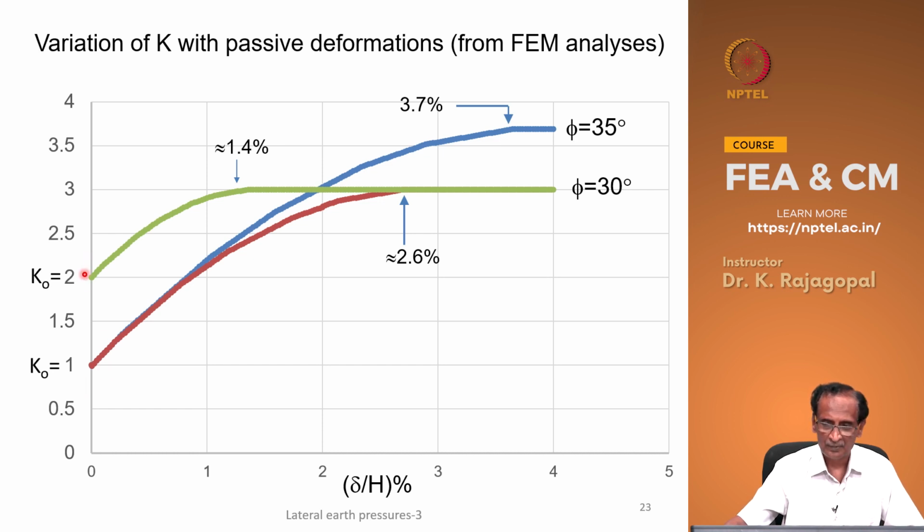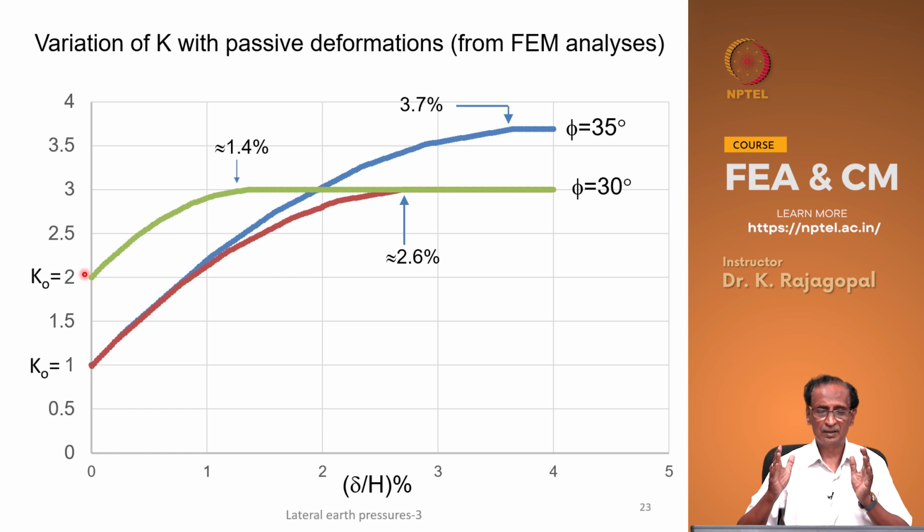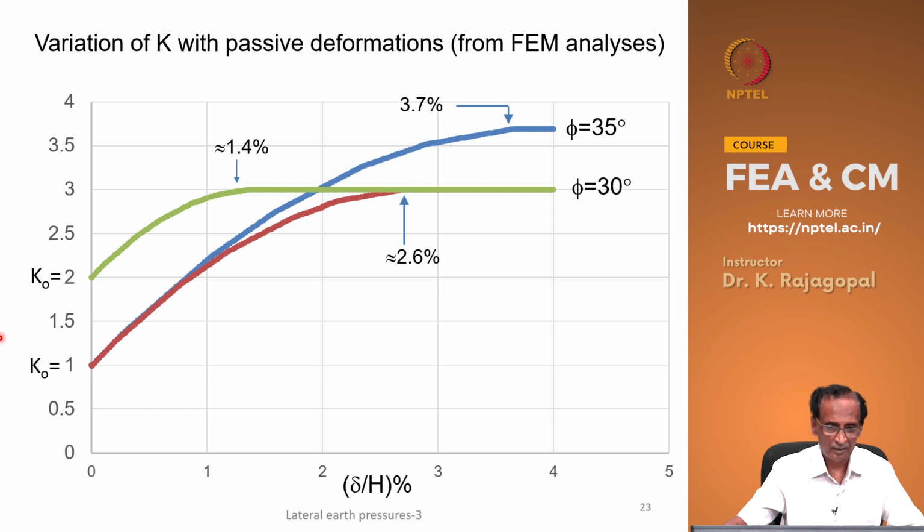See, when the K0 is higher, you require smaller deformation, because the Kp is 3 and K0 is 2, and so that means that as you are pushing the soil, it can reach a K of 3 faster as compared to reaching a K of 3 from a K0 of 1. So, here both the red and green lines correspond to a friction angle of 30 degrees.